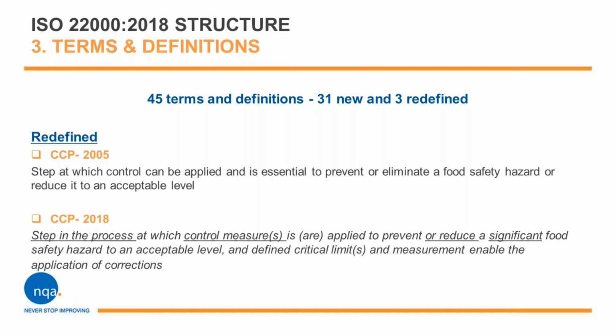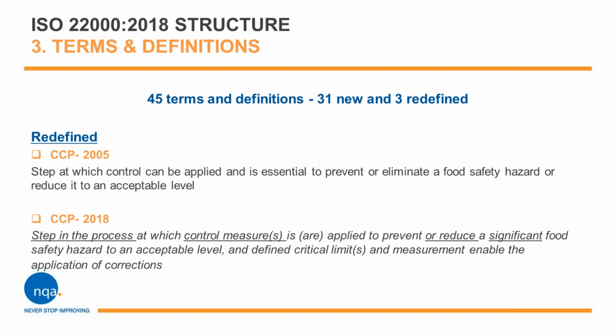Okay, so you may still have controls for other safety hazards, but they are not going to be called control measures, because they are not going to be in place for significant food safety hazards. So for example, before we had control points, so we still have to control it somehow, but you cannot really call it a control measure. You can just say controls or measures or whatever you want to call it. And we also have undefined critical limits and measurement enabling the application of corrections.